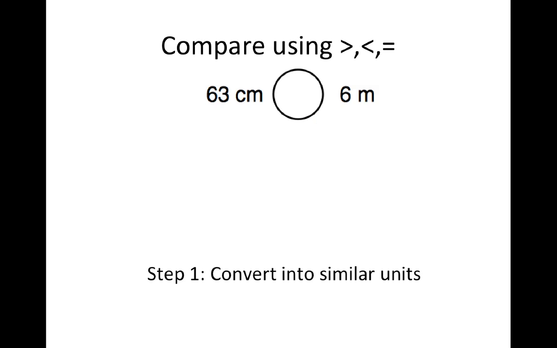Our next problem, we want to compare these two units using greater than, less than, or equal to. We have 63 centimeters and 6 meters. This one in your mind you might be able to visualize and know that 6 meters is much larger, but there'll be other problems where the visualization won't be as easy. So we're going to learn how to do it here with this simple problem. The first thing we need to do is convert into similar units so that we can compare them.